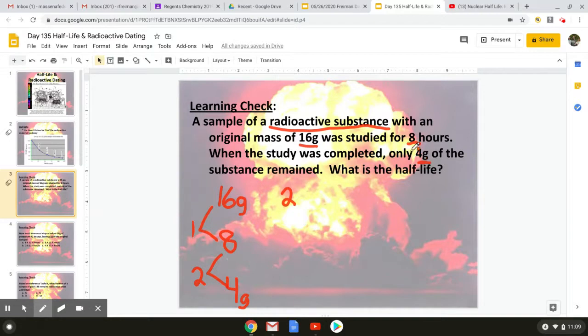In the problem, it says this took 8 hours. And what is the half-life? So if it took 8 hours to go through 2 half-lives, what is 8 divided by 2? 8 divided by 2 is 4. So the half-life of this substance is 4 hours. So for each half-life, in 4 hours, half of the radioactive isotope will have decayed into the stable daughter isotope.